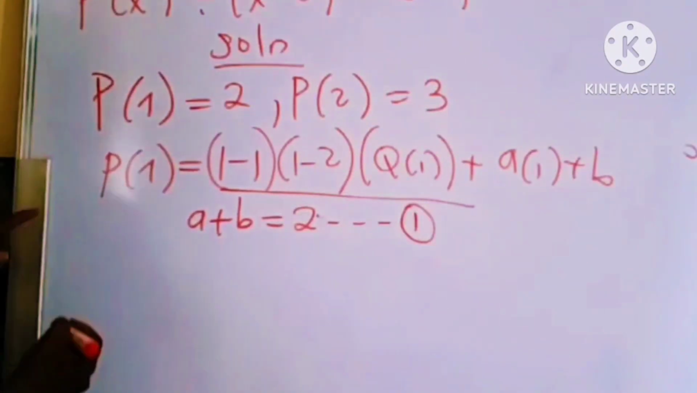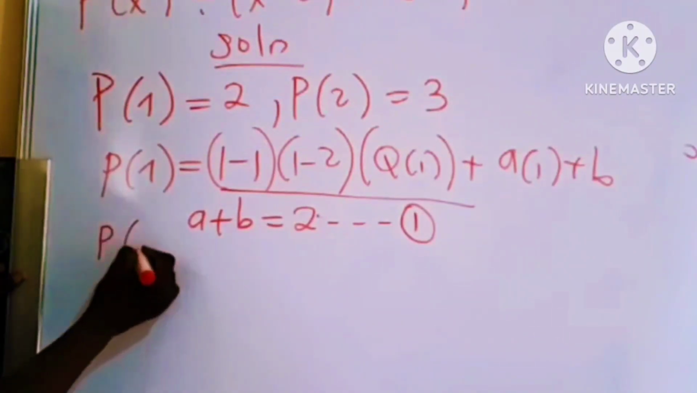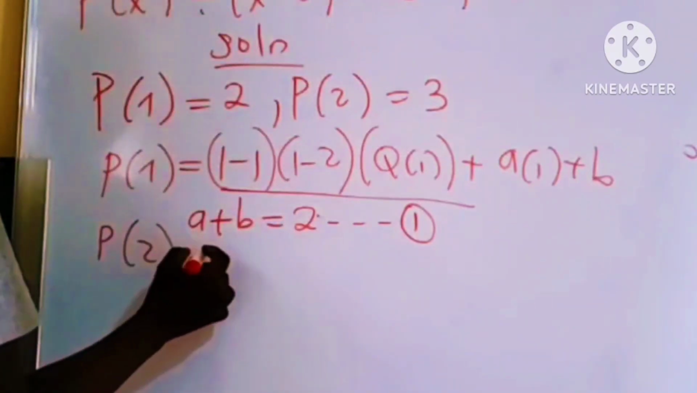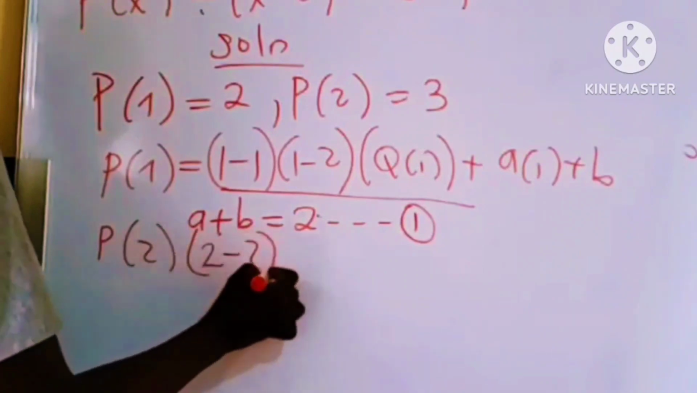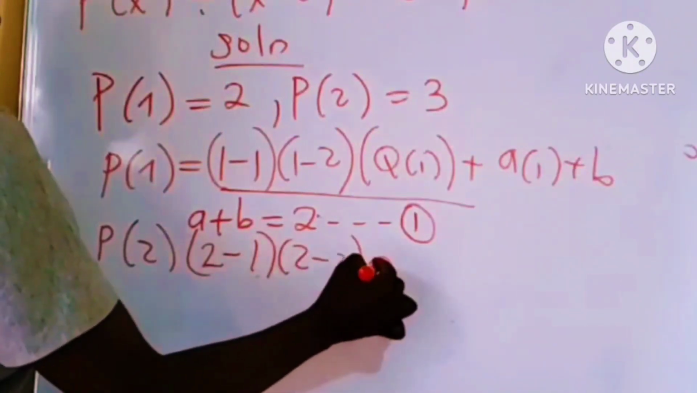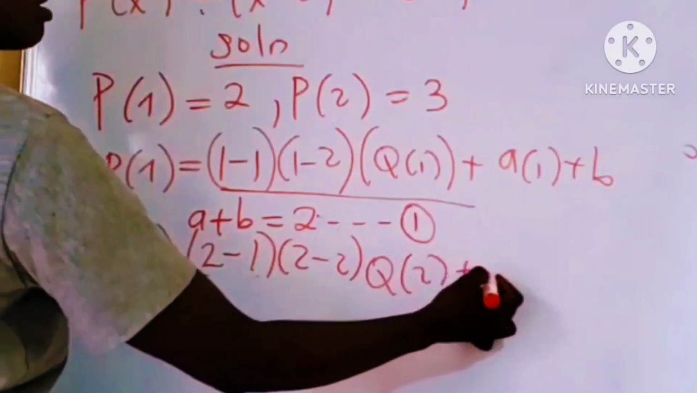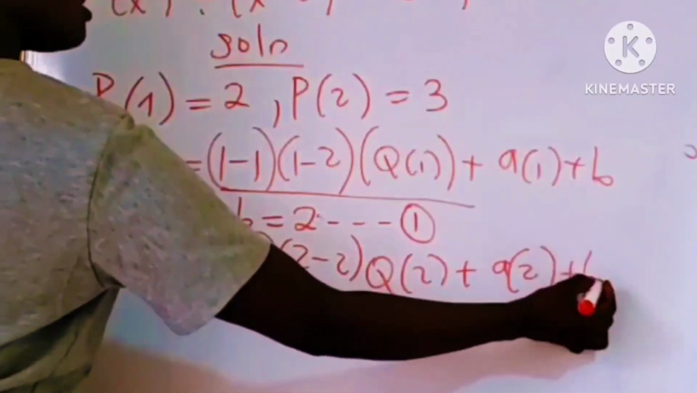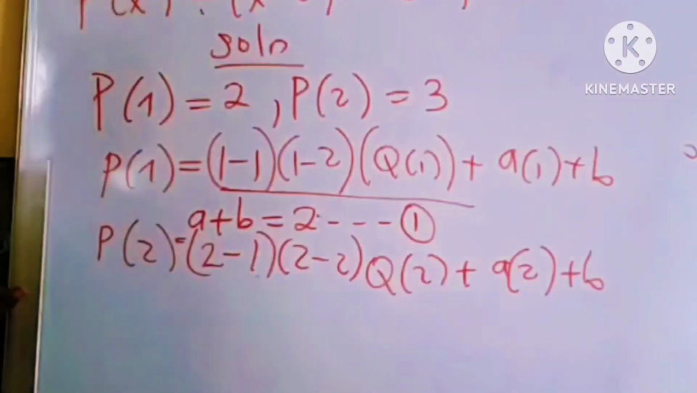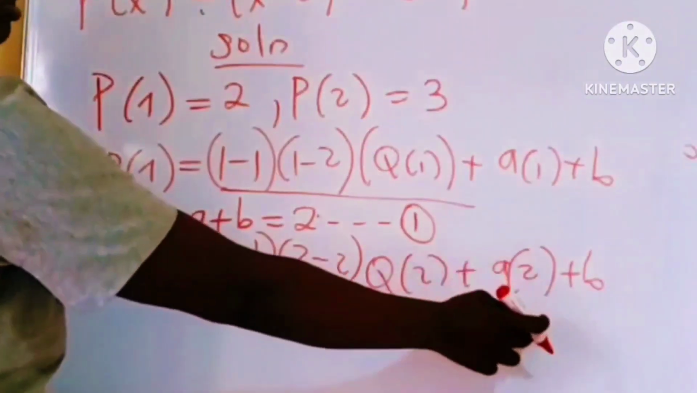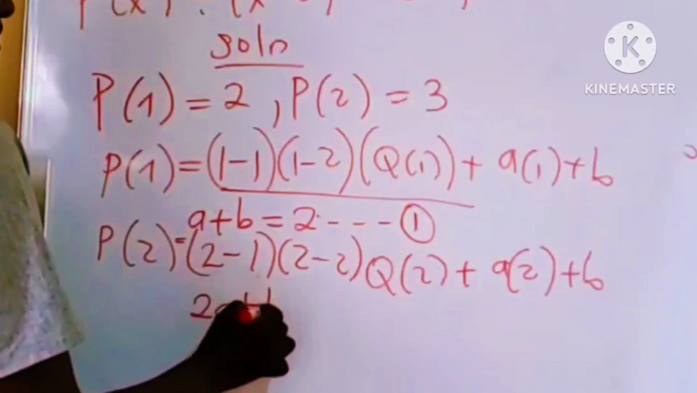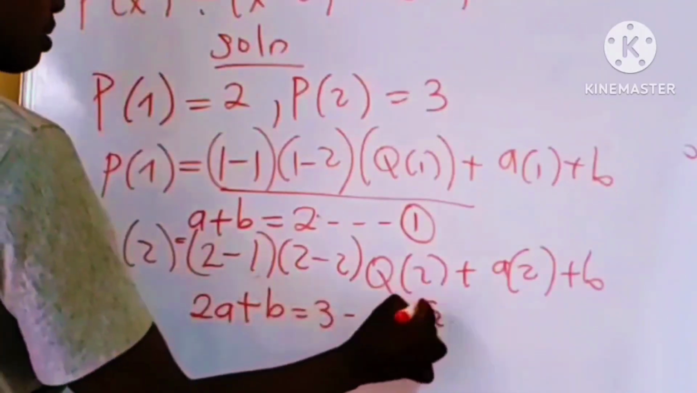That's equation 1. Now, P of 2, substituting 2 wherever we find x, will give us 2 minus 1 into 2 minus 2 into Q of 2 plus A into 2 plus B. Now, all of this will boil down to 0 because 2 minus 2 gives us 0. But then we'll be left with 2A plus B. And then P of 2 is equal to 3. So 2A plus B is equal to 3. That's equation 2.